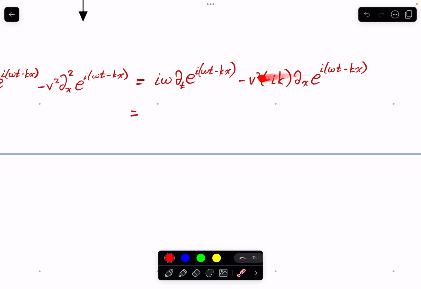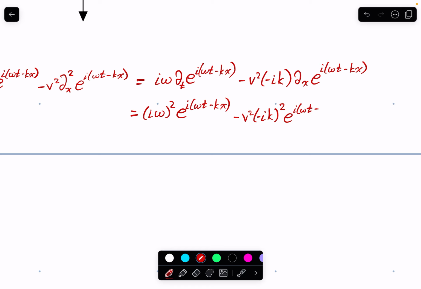And we can take the derivative one more time. So we get i omega squared, then we end up with e to the i(omega t minus kx). Then minus v squared times minus i k squared, e to the i(omega t minus kx).